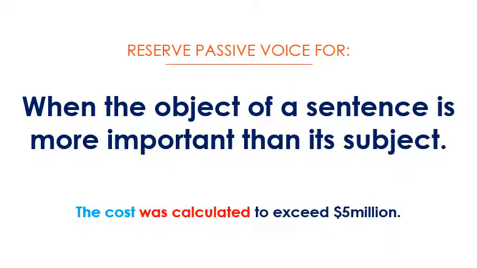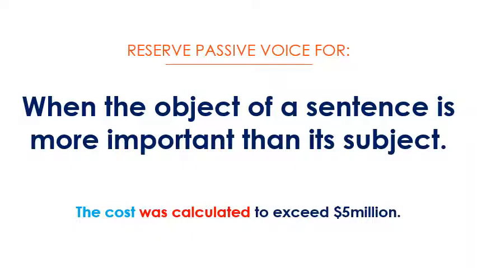Consider, for instance, this sentence. The cost was calculated to exceed $5 million. In this sentence, it's not really important who did the calculating. What is important is that the cost was calculated to exceed $5 million. And so in this instance, there's no real downside to omitting the actor. We don't need to know who the actor is.